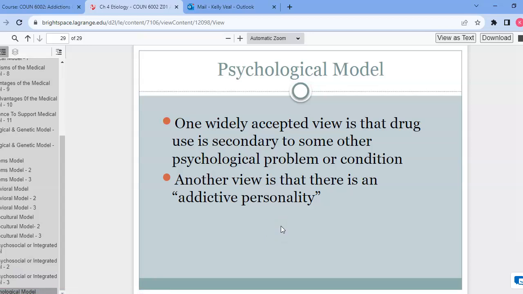One widely accepted view in the psychological model is that drug use is secondary to another psychological condition. That's 100% true. I don't care what anybody says. Most people have something going on. Everyone. The reason they use is for a reason.